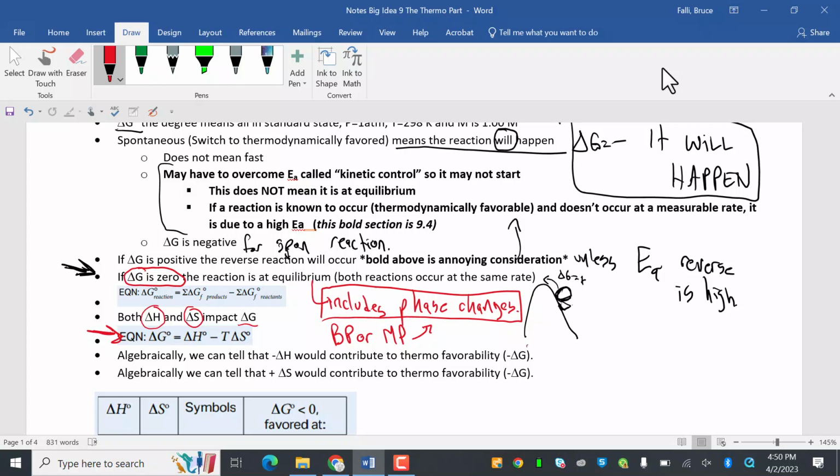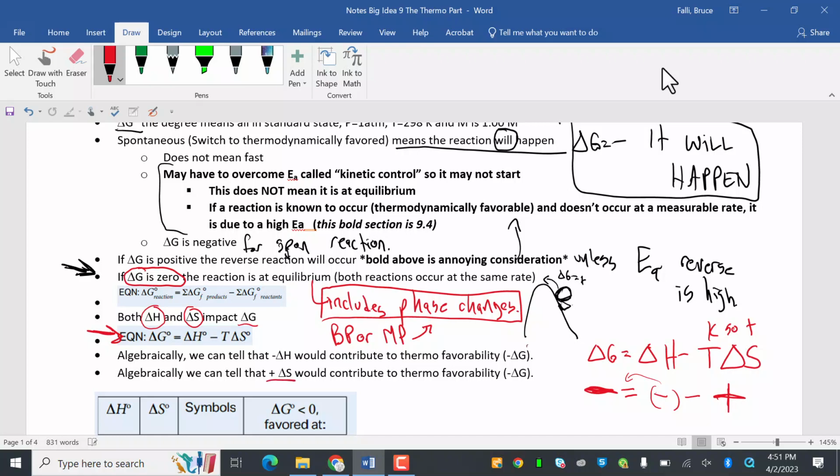Algebraically, we can tell that delta H would contribute to thermodynamic favorability. So if I have delta G equals delta H minus T delta S, T has to be in Kelvin, so it's going to be a positive number. So if my dream is to make this negative, what would I have delta H be? Well, delta H would be negative. That would be most likely to make that negative. Minus what? Now, if it's minus a negative, that makes a positive. Oh no, that's not it at all. Nope. So if I want it to be spontaneous, it's going to be minus a positive. Okay?